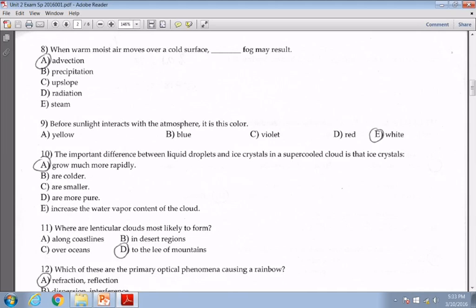Question 8, advection is when any air moves over horizontally, so advection is the best answer there, B. Question 9, sunlight interacts with the atmosphere, and actually the sunlight is white, the color white, as it hits the Earth's atmosphere. E is the best answer there.